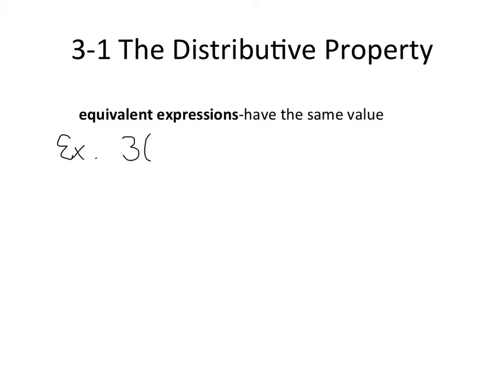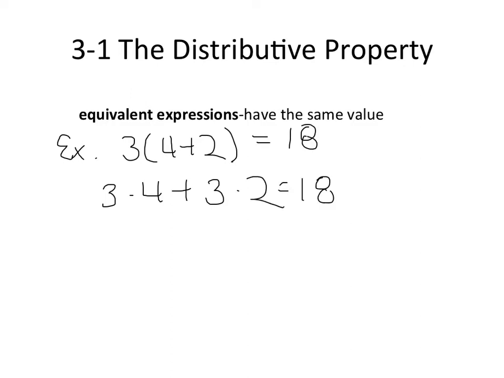3 times the quantity of 4 plus 2 is equivalent, or the same, as 3 times 4 plus 3 times 2. What makes them equivalent is that they're both equal to 18.